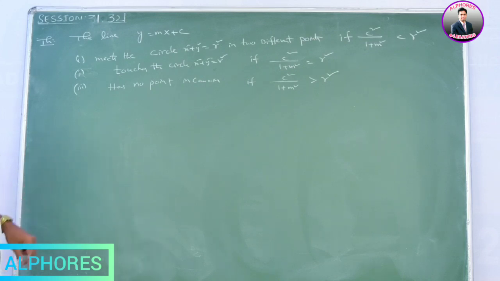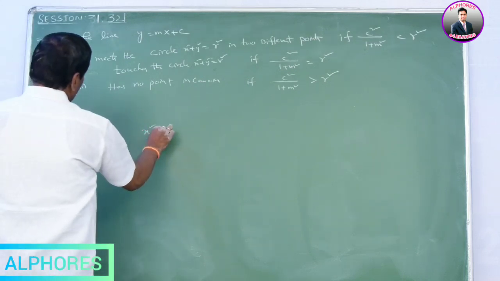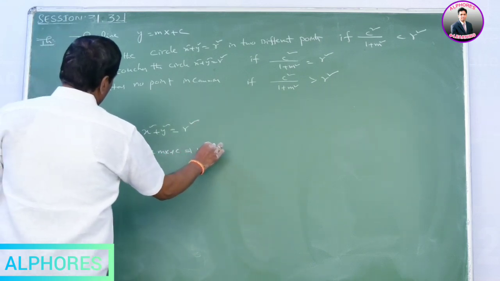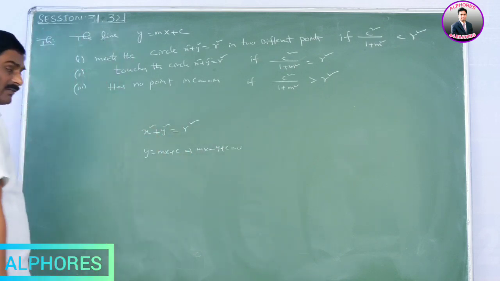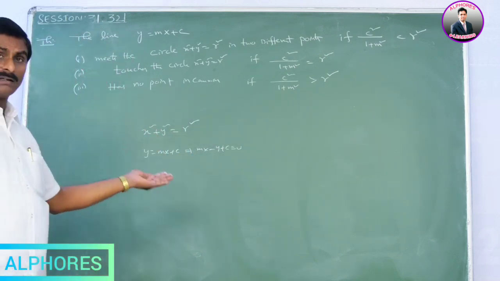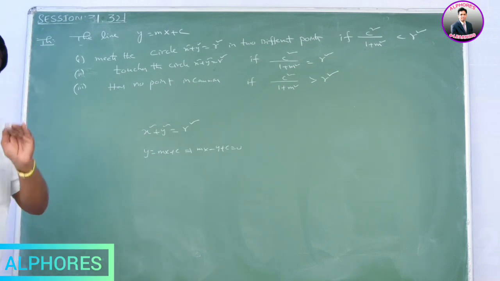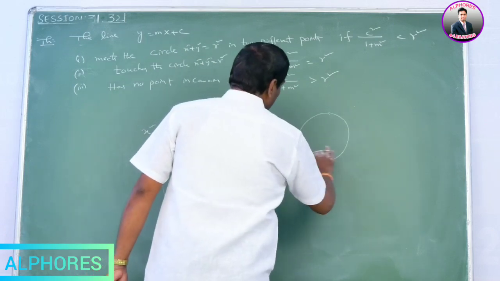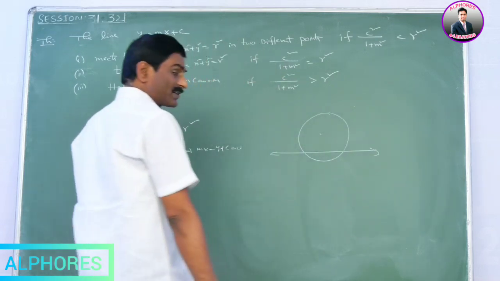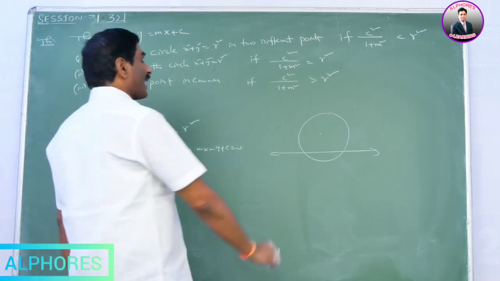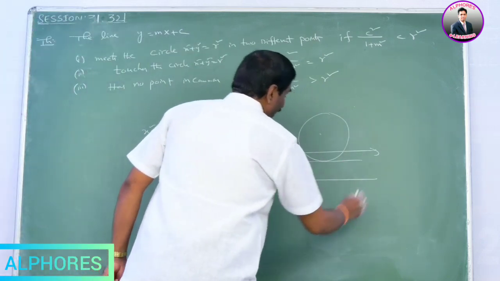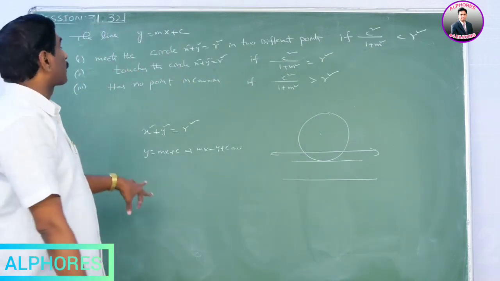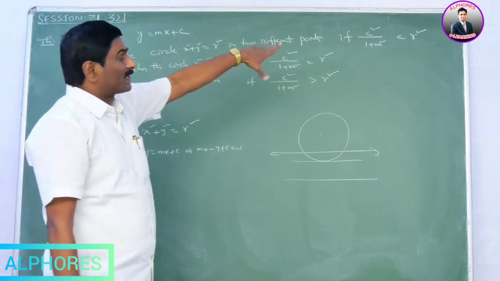In this theorem, the circle equation is x square plus y square is equal to r square, and the given line equation is y is equal to mx plus c. That means mx minus y plus c is equal to 0. Line and circle are given. Already in the previous case we discussed these conditions, the position of the line with respect to the circle. Suppose the line cuts the circle at two different points. What is the condition? R greater than D. Touches the line. What is the condition? R is equal to D. If the line neither touches nor intersects, then D greater than R or R less than D. By using these properties, we can prove these values.